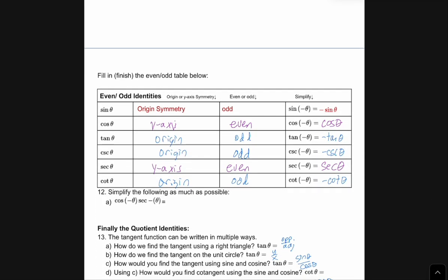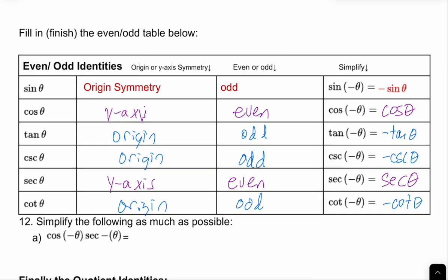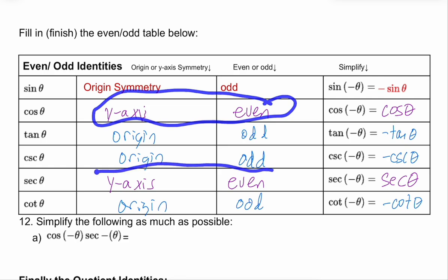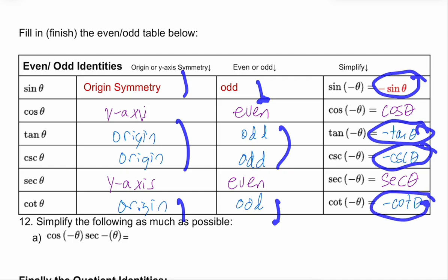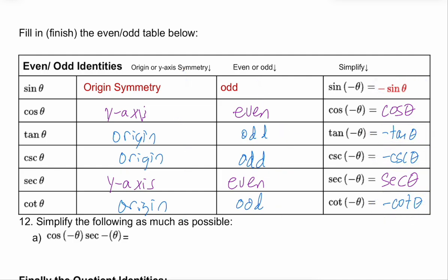So if you look at the chart, the cosine and the secant are the only ones where, when we stick a negative in, it doesn't do anything, okay? The other ones have origin symmetry. They are odd, so that when you stick a negative in, the negative can come out in front, and that is going to be a technique we use to help us, okay?